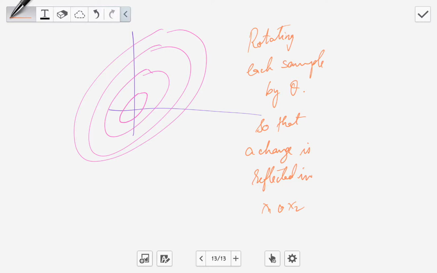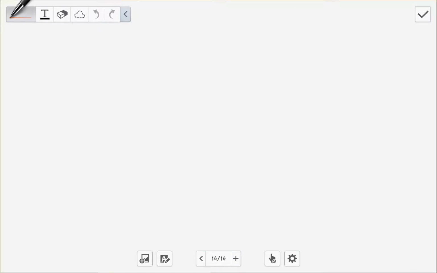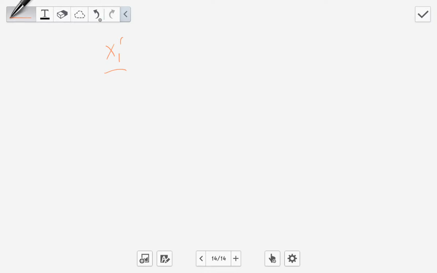Isn't it? Yes. Now, so what will the new x1 dash be? New x1 dash and new x2 dash will be the matrix cos theta, minus sin theta, sin theta, cos theta times x1, x2.